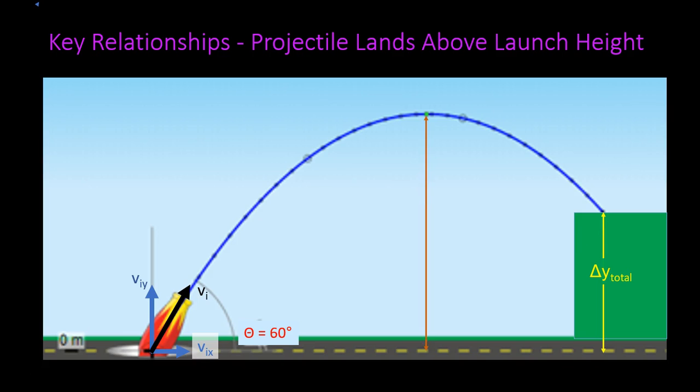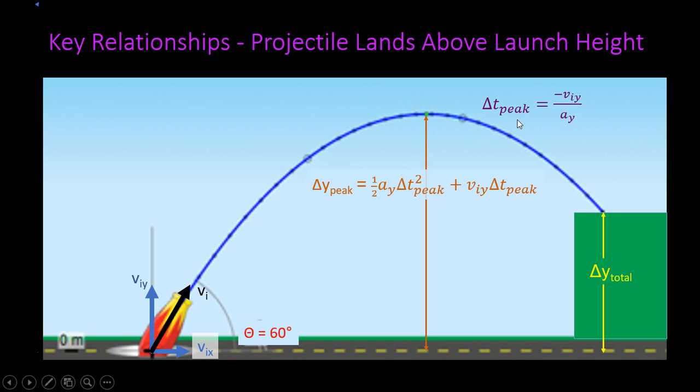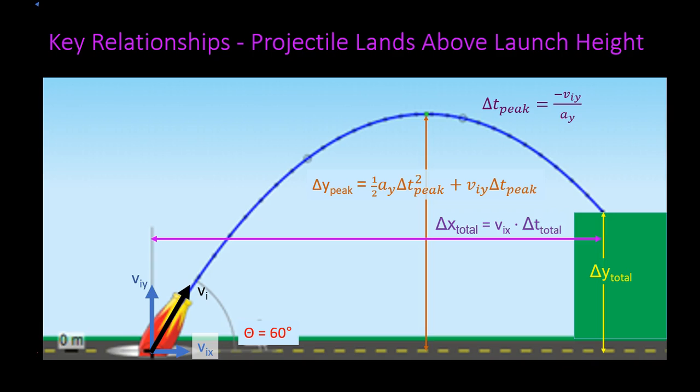We have our peak height, and to calculate our peak height, we can use equation 2. Just like before, remembering to use our vertical motion quantities and the elapsed time to the peak. And we can find the elapsed time to the peak just as we did before using this equation. The range is again determined by how fast the object is moving horizontally times the total time in the air.